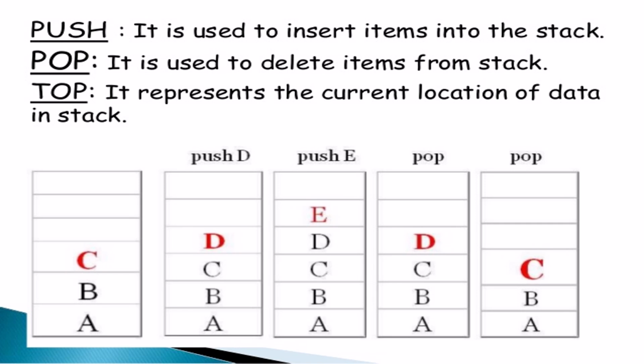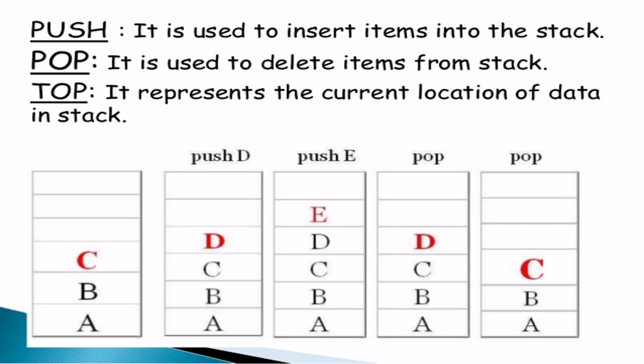Let's see a step-by-step example of stack operations. We start with a stack that has three elements, A at the bottom, then B and C at the top. First, we push D onto the stack. Now, D is at the top. The stack looks like A, B, C, D. Next, we push E. E goes on top, so the stack becomes A, B, C, D, E.